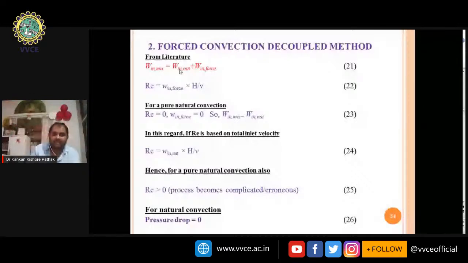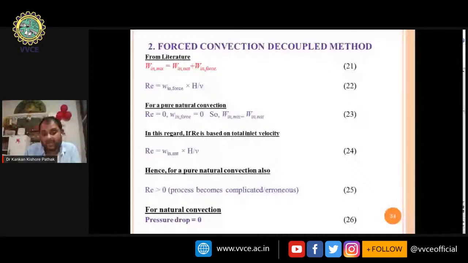Now, if the Reynolds number is based on the total inlet velocity, then what happens? Now we are considering that at the initial portion only we are giving the Reynolds number. That means for such pure natural convection, the Reynolds number will be equal to W in natural into H by nu. Hence, for a pure natural convection also, this Reynolds number shows that its value is not 0, it is greater than 0. Then the process becomes complicated or erroneous. So we cannot use it, because this process may be erroneous or very complicated.